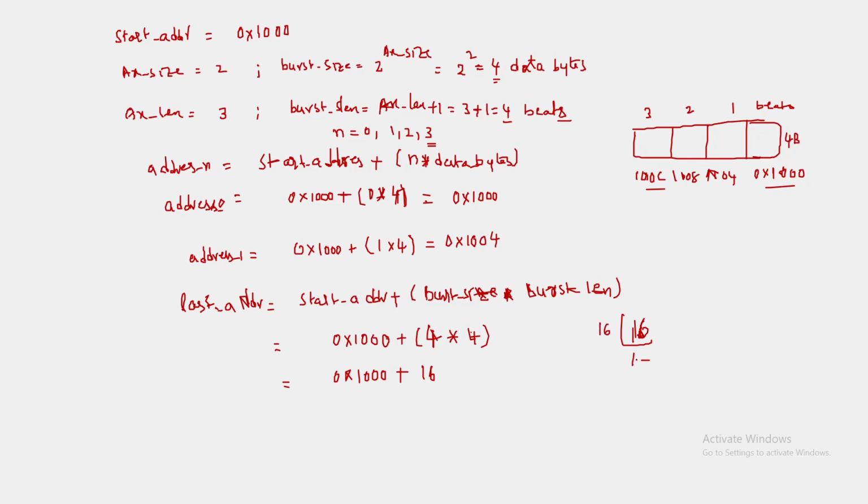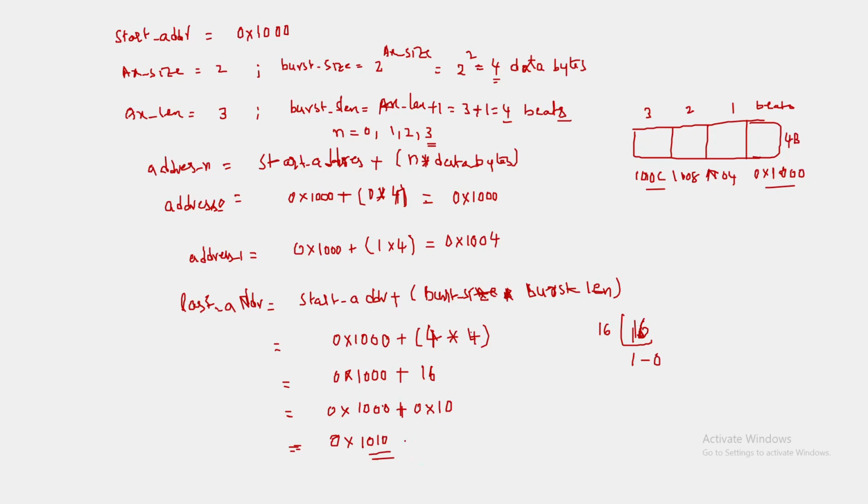One time we are getting, so 10. So then this should be converted into 0x1000 plus, 16 converted into hexadecimal, so 0x10. Okay, so then the last address we are taking is 0x1010. So this is the last address. This address should not cross this boundary. That is the last address.